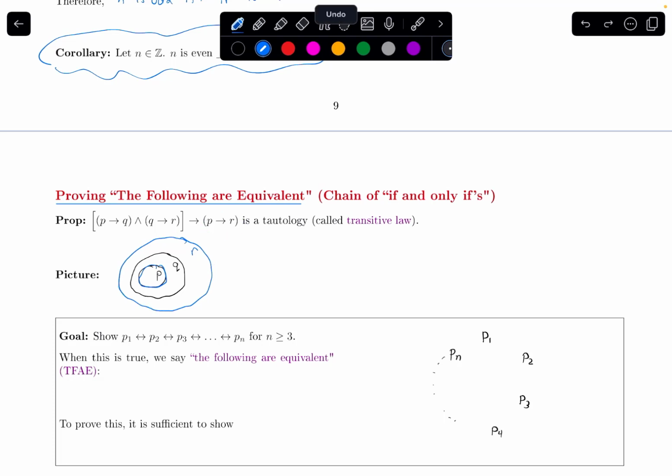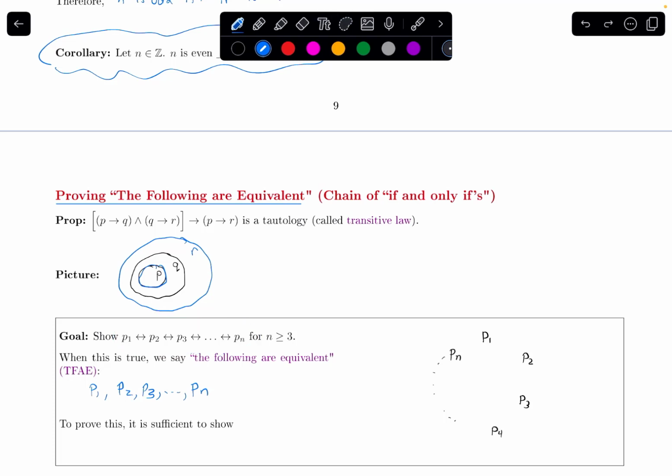Okay, so my goal in this video is to show that something like this is going to be true. We'll do an example of this. So P1 if and only if P2 if and only if P3, keep going if and only if Pn, where the number of things in this chain is greater than or equal to 3. Because if I just had 2 of them, it's a simple if and only if, but now I'm going to have a bigger chain. So when this is true, we say that the following are equivalent: the propositions P1, P2, P3, dot, dot, dot, up until the last one. We say that those are all equivalent if we have this chain of if and only ifs.